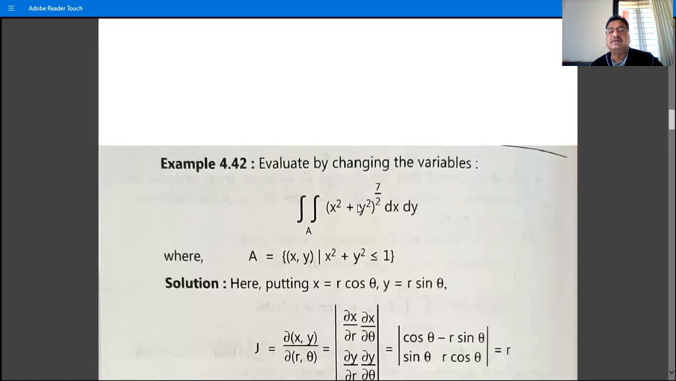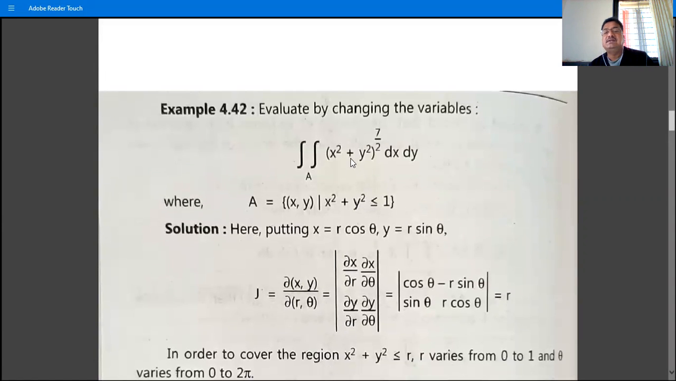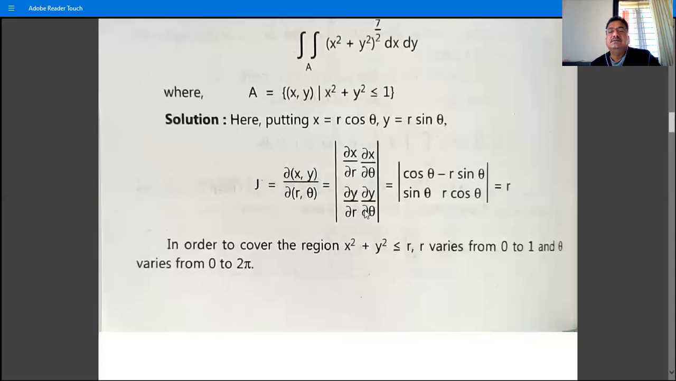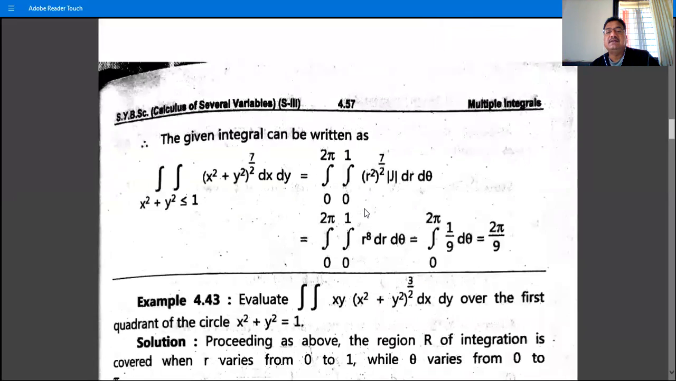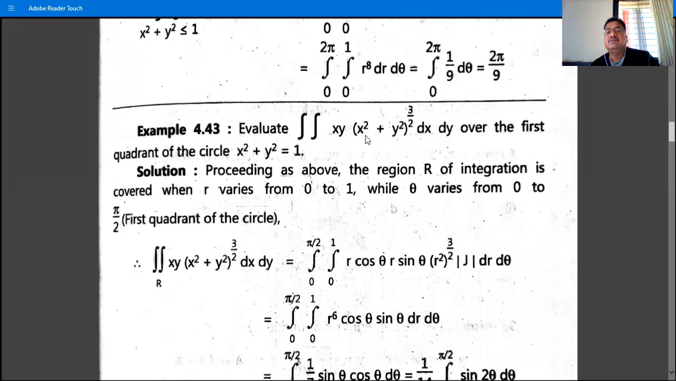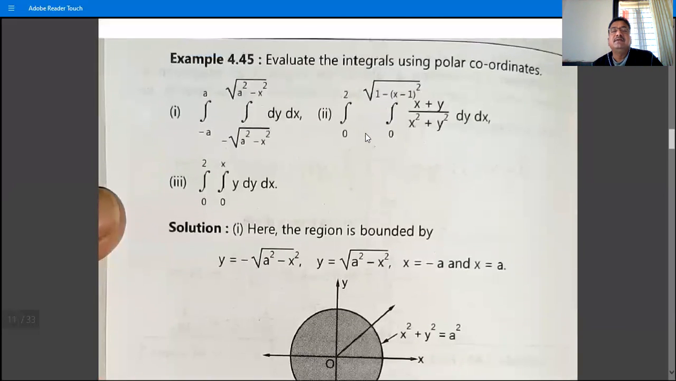Already these problems were observed in the last lecture: if there is an x square plus y square like factor, then substitute x as r cos theta and y as r sin theta, polar coordinates. So here, x square plus y square means substitute x as r cos theta, y as r sin theta. Similarly, evaluate these problems using polar coordinates.